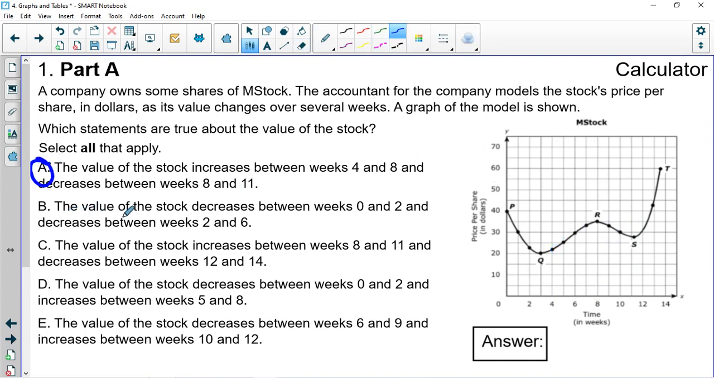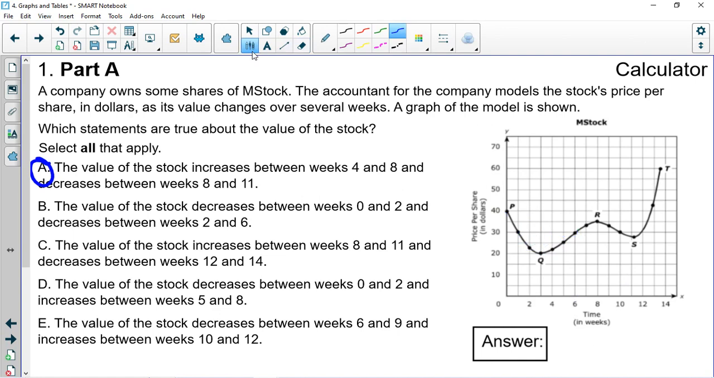Let's take a look at B. The value of the stock decreases between weeks 0 and 2. All right, so week 0 is here, so the stock value is right there at week 0. And week 2, it's right there. And that is decreasing. So far this is good. And decreases between weeks 2 and 6. Well, week 2 is right there. Week 6 is here. Well, no, that's increasing. That's increasing on average. I mean, it decreases slightly after week 2, but then it increases. So on average, that's increasing, which means B is not correct.